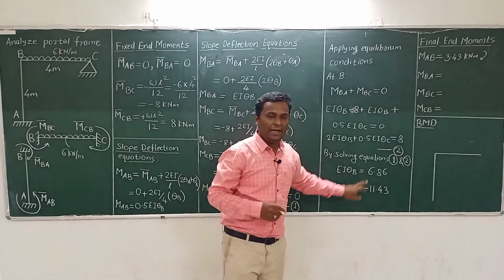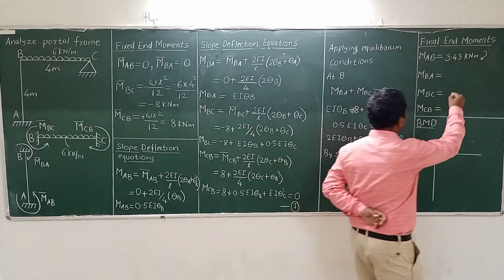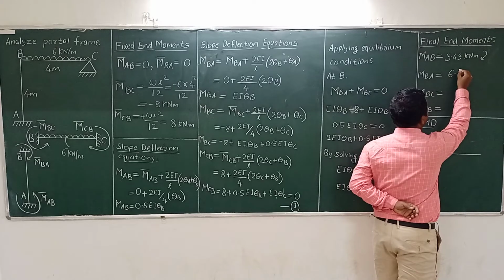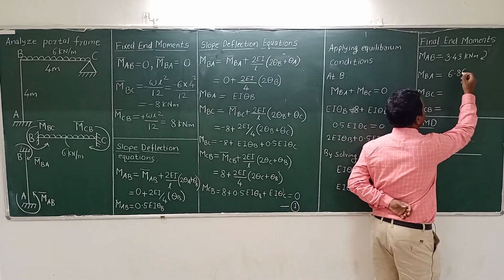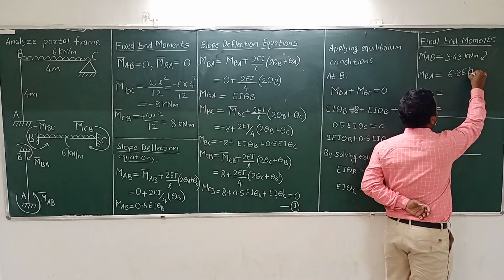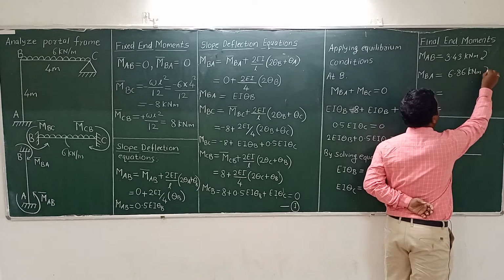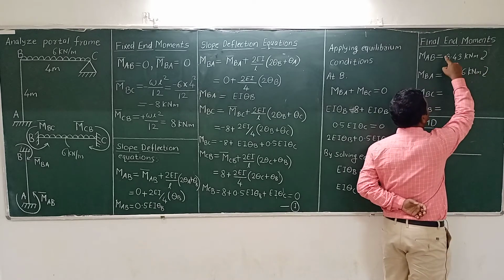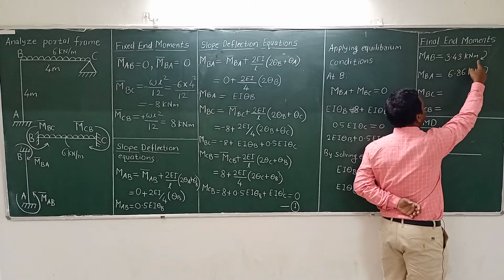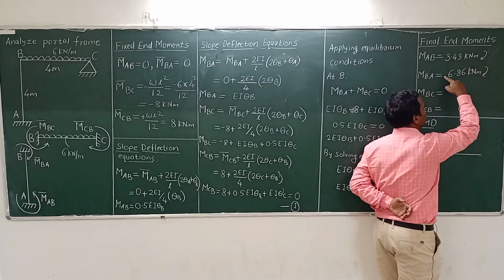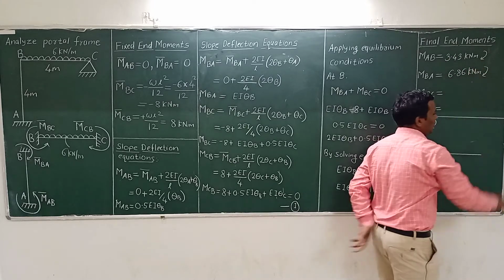So we can write as it is, that is 6.86 kilonewton meter. Again it is clockwise. You see their final signs. If it is plus, as per our sign convention, it is clockwise. If it is plus, again it is clockwise.